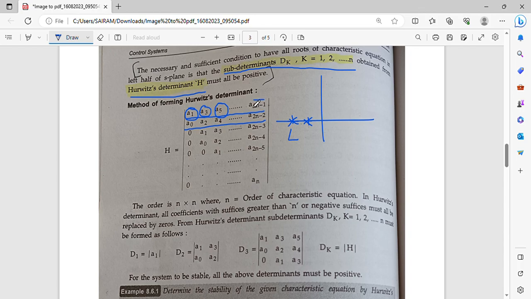This is A of 2n minus 1, and this is A of 2n minus 2. So this ends at A of 2n minus 2, and here the third entry is 0, and here it is A1, A3, A0, A2, and here also it is 0, say it is A1, and this ends at A of 2n minus 3, A of 2n minus 4 and A of 2n minus 5, and then 0 and it ends at an, right?